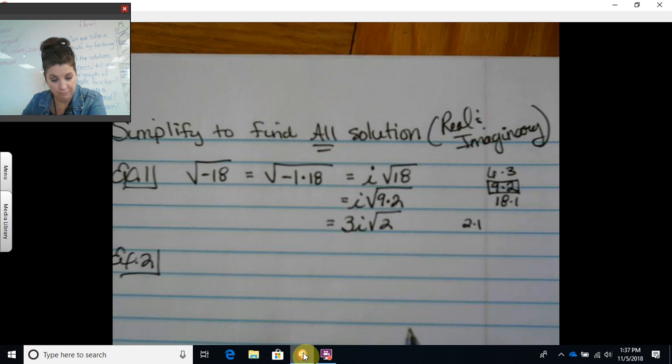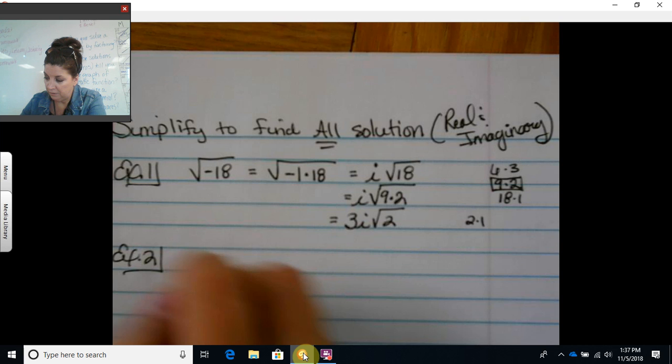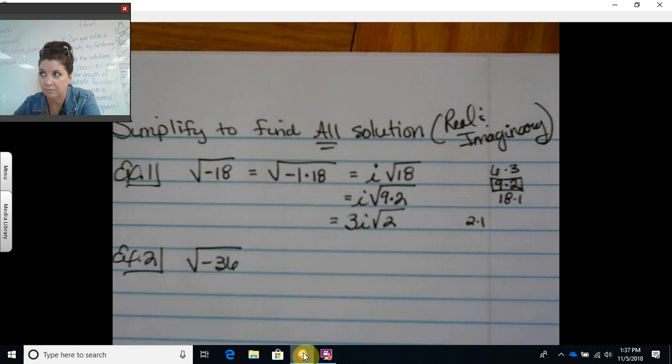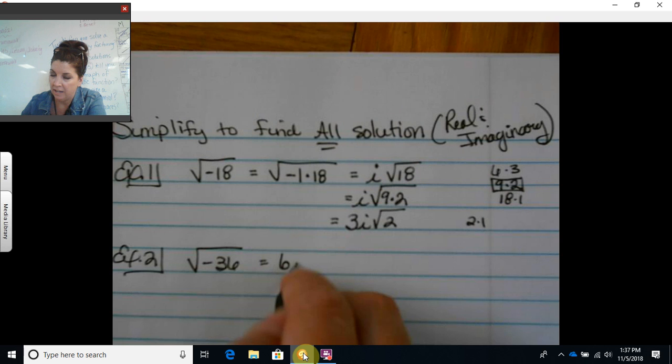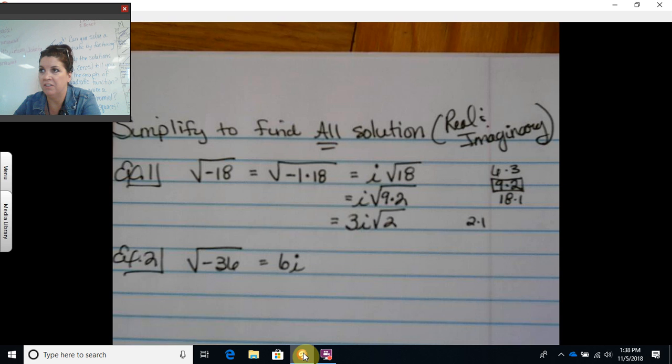Example 2. Square root of negative 36. Anybody know what they think the answer is? 6i, that's it. Isn't 36 a perfect square? Yeah, so the square root of 36 is 6, and the square root of the negative, I could change that to negative 1 times 36 if I wanted. The square root of negative 1 is i, so that would just be 6i. If you have a perfect square, there's nothing to leave under the radical. Okay?